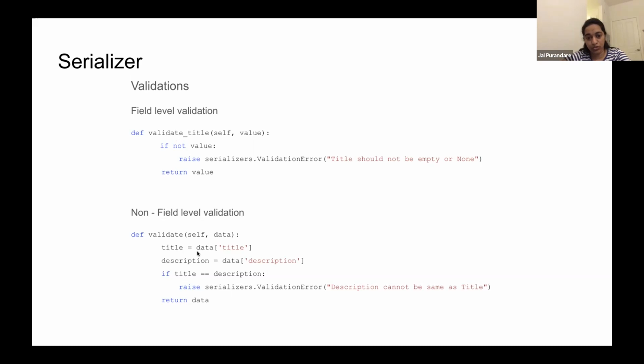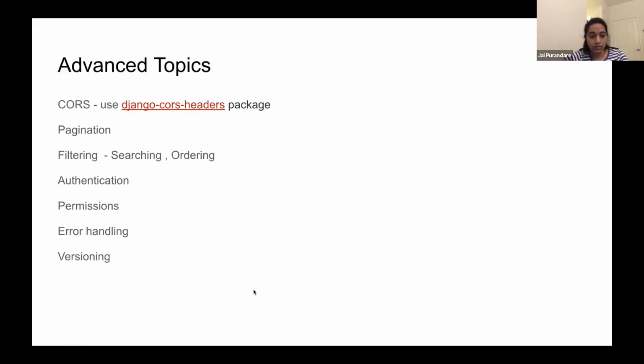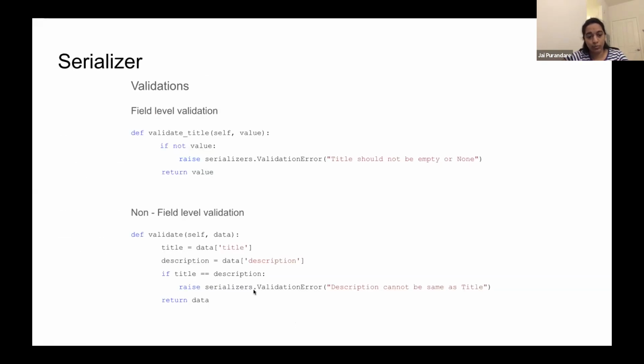Similarly, if there is a combination of fields that you need to check, not just the individual fields that you need to validate, but a combination of fields, in that case, you can have the validate method and call that method. So again, just to repeat that, with all these validations, the view code remains clean, and the view remains slim, I would say.